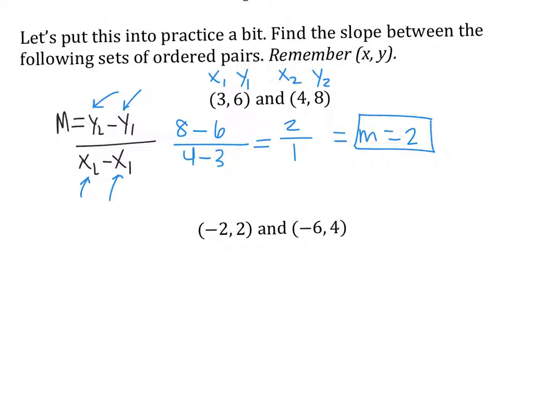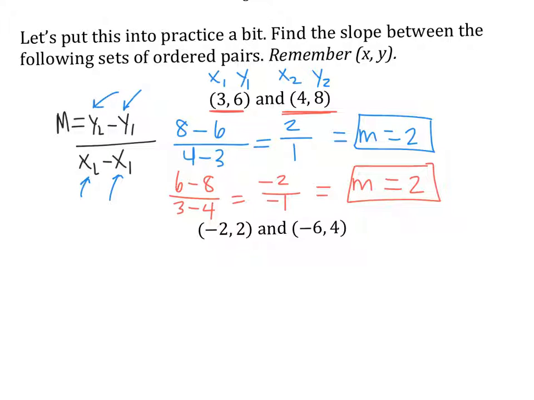Now if I flip it around and go the opposite way and say that this ordered pair is really the second and this is the first, I would get 6 minus 8 over 3 minus 4. So 6 minus 8 is negative 2, 3 minus 4 is negative 1, and negative 2 over negative 1, the two negatives cancel out, and I still get m equals 2. So you get the same answer either way you decide to label your ordered pairs. I always just like to label the first ordered pair I see as x1 and y1, and then the second ordered pair I see x2 and y2.